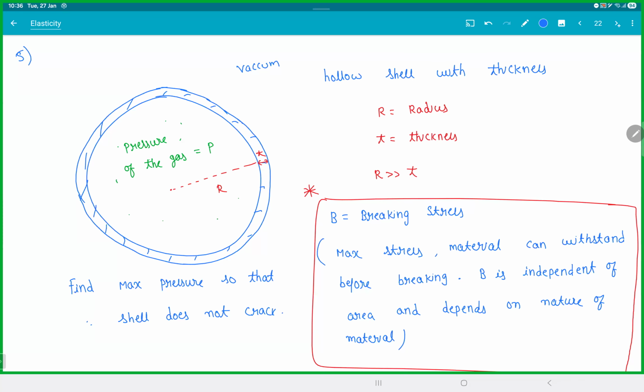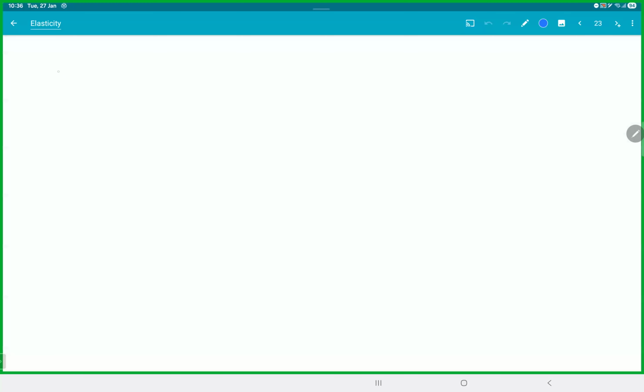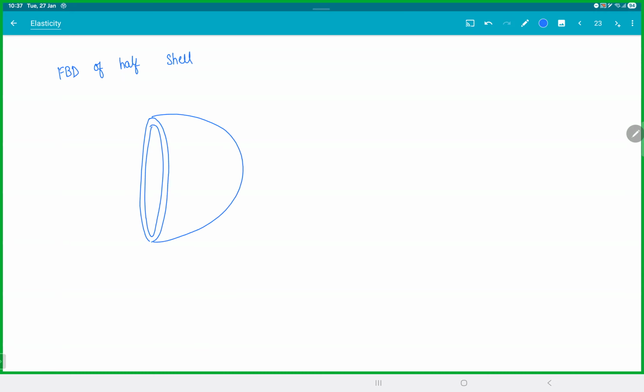How do you start? Again, like I keep saying, you just need to find the tension. So how do you find the tension for this? Draw FBD of the half shell. Remember what is longitudinal stress? It is tension perpendicular to the area. If you draw FBD of the half shell, we have done something like this in the excess pressure in a soap drop, soap bubble, the liquid drop. The shell would look like this. Able to visualize?